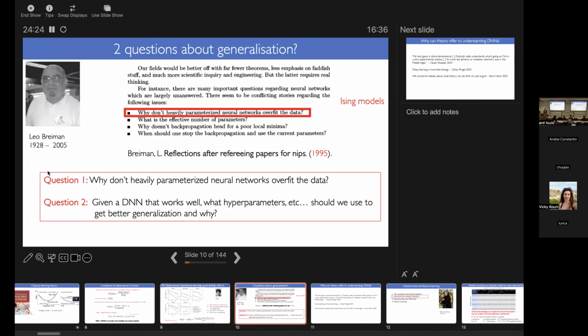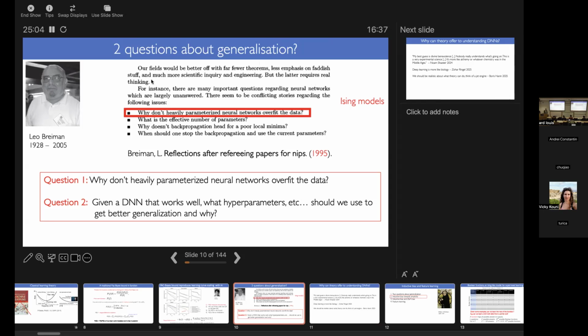This question about why overparameterized neural networks work well is actually an old question. Here's a very famous statistician, Leo Breiman, famous for coming up with things like random forests, very popular methods. In 1995, he wrote a little article, Reflections on Many Years of Refereeing for this conference, now called NeurIPS. He said a number of things that you could almost say today: our field would be better off with far fewer theorems, less emphasis on faddish stuff, and more scientific inquiry and engineering. That requires real thinking, which I hope we're doing here.